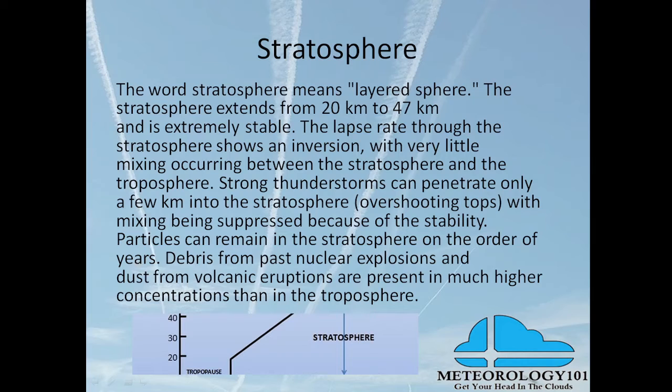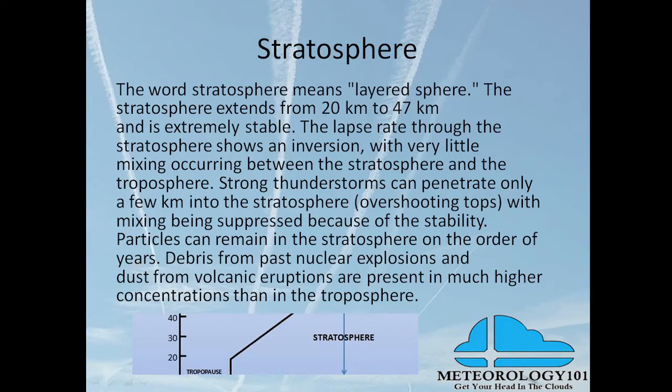The lapse rate through the stratosphere shows an inversion, which is an increase in temperature with height, and very little mixing occurs between the stratosphere and the troposphere. Strong thunderstorms can penetrate only a few kilometers into the stratosphere, the overshooting tops, which is pretty impressive because it is such a strong, stable layer. When the thunderstorm goes up, it can actually still shoot through that stable layer and cause the overshooting tops that you'll see on satellite and radar. When you look at the echo tops, if you do a cross section on radar, you can see that.